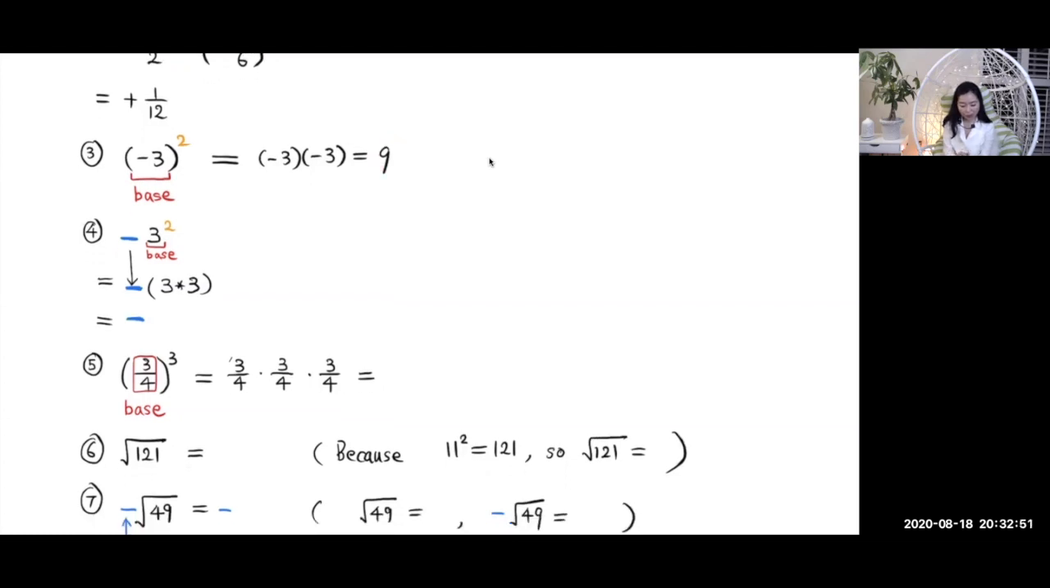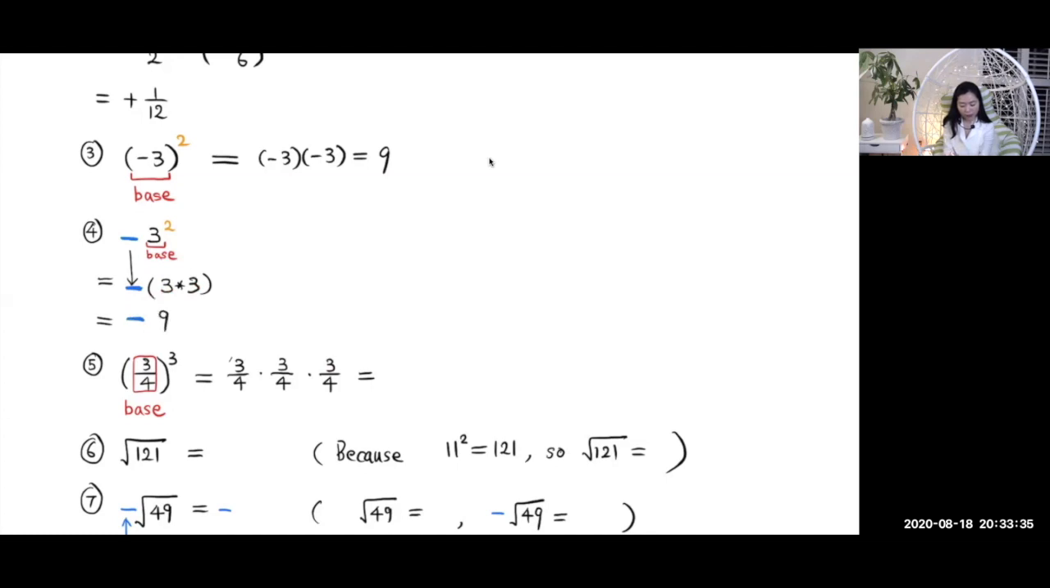Now looking at number 4, this is similar to the last one, except this doesn't have the parenthesis right here. In that case, the base for this exponent is only the 3. The exponent has no control over this negative sign, so the negative sign is carried down like this. You're going to repeat this base twice, so 3 times 3, and the result will be negative. 3 times 3 makes 9, so the result here is -9.